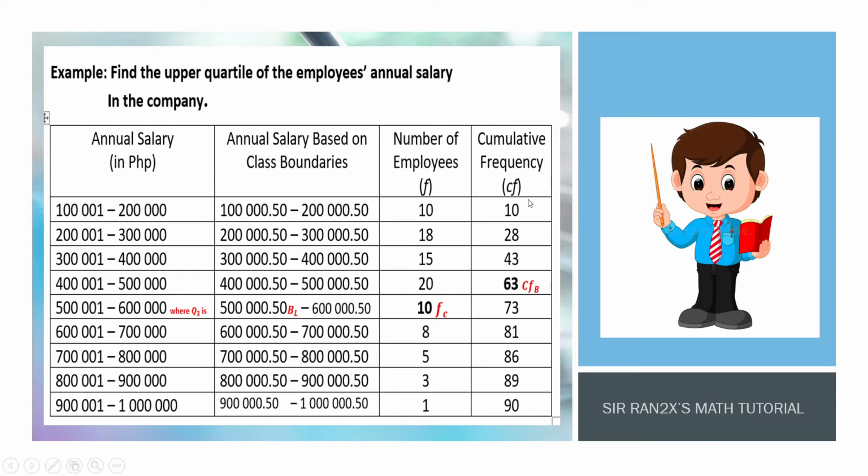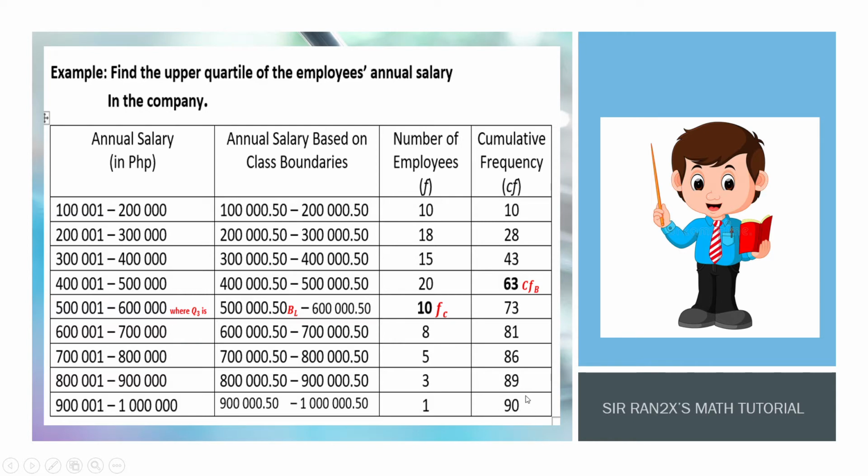What about the cumulative frequency? How do we get this? It's very easy. You look at the frequency, copy the first, then add the next number. 10 plus 18, that is 28. Do it again until you have it completely added. 10 plus 18, 28, 28 plus 15, 43, 43 plus 20, 63, 63 plus 10, 73, 73 plus 8, 81, 81 plus 5, 86, 86 plus 3, 89, 89 plus 1, 90.